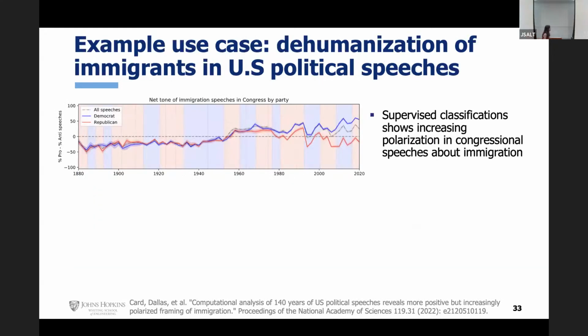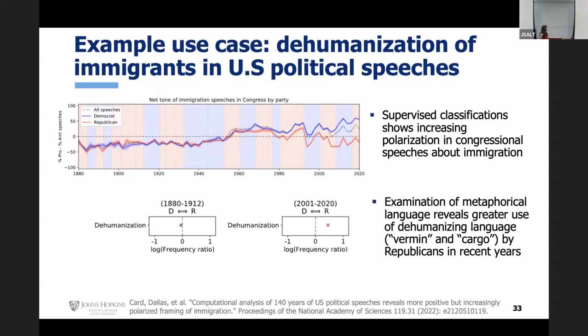Right, so they look at overall polarization. Let me show you the dehumanization results. They use this approach to look at dehumanizing language, specifically focusing on common metaphors that they identify from existing literature. This chart shows the level of dehumanizing language measured in Democratic speeches on this side, compared to Republican speeches on this side, looking at 1880 to 1912 versus the last 20 years. In the earlier time, the level of dehumanizing language was not that different between the two parties, but in recent times you find more dehumanizing language in speeches made by Republicans.